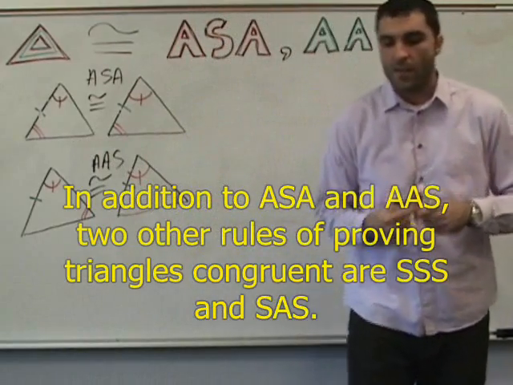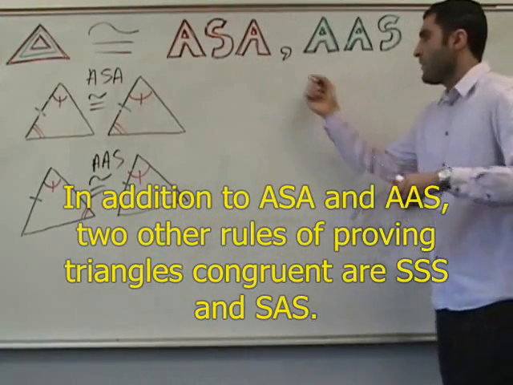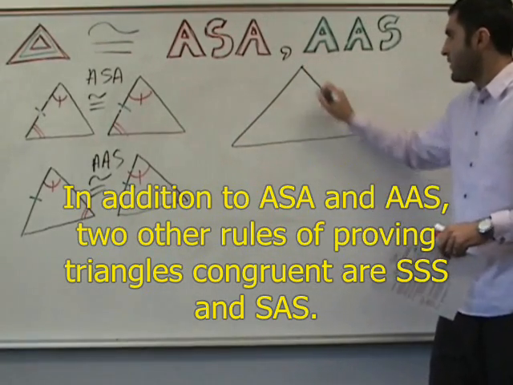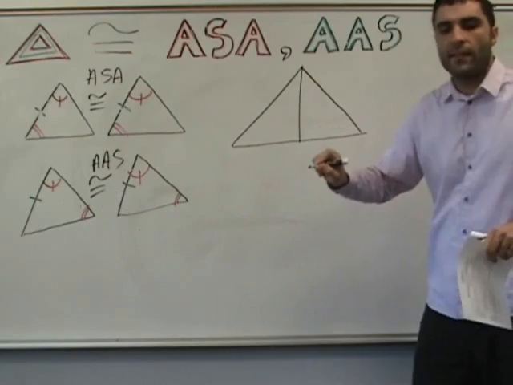AAS. Okay, good. So let's try some more. Let's draw two triangles like this, kind of back to back. Back to back now. All right.